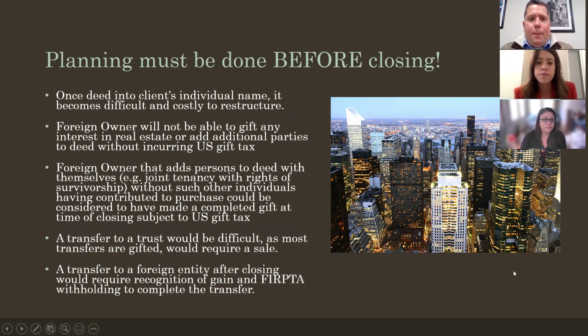Another point, planning must be done. I think I just mentioned this before. Planning must be done before closing. Once deeded into the client's individual name, it becomes difficult and costly to restructure. Foreign owners will not be able to gift any interest in real estate or add additional parties to the deed without incurring U.S. gift tax, unless that party purchases something from them, right? And we've seen that again. And that could be very tricky.